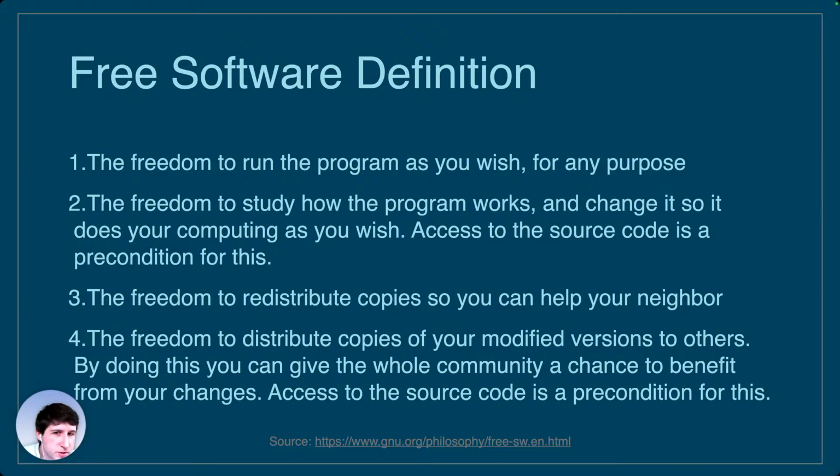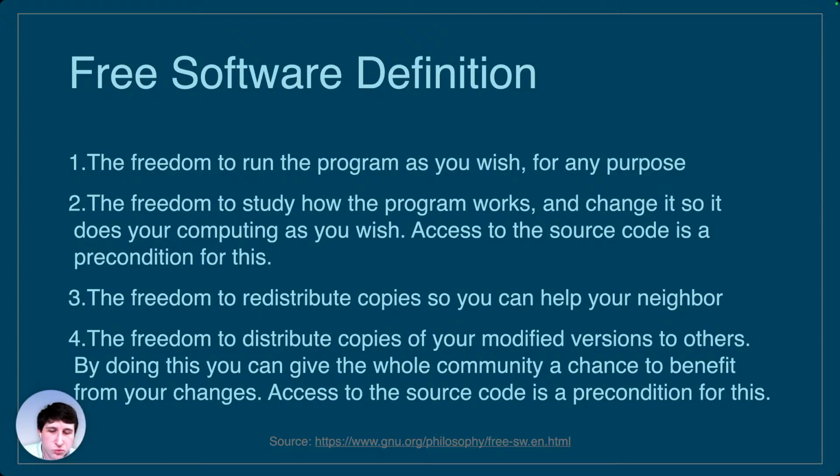The first is the freedom to run the program as you wish for any purpose. So it means if I obtain a copy of the software, I can use it for anything that I want. The second is the freedom to study how the program works and change it so you do your computing as you wish. Access to the source code is a precondition for this. This is the part that most people just think of. So out of the four of these, it's really number two that most people think of when they think of open source. This is saying, well, I have the ability to see the source code basically and to change the source code. But that's actually not enough for the software to be considered free software. We need actually all four of these.